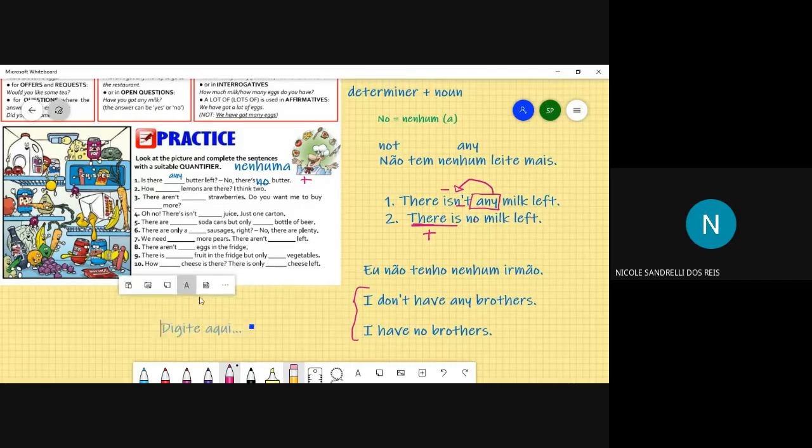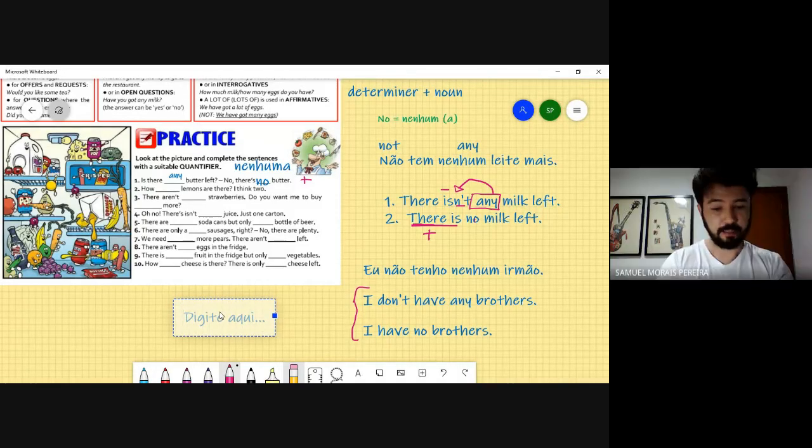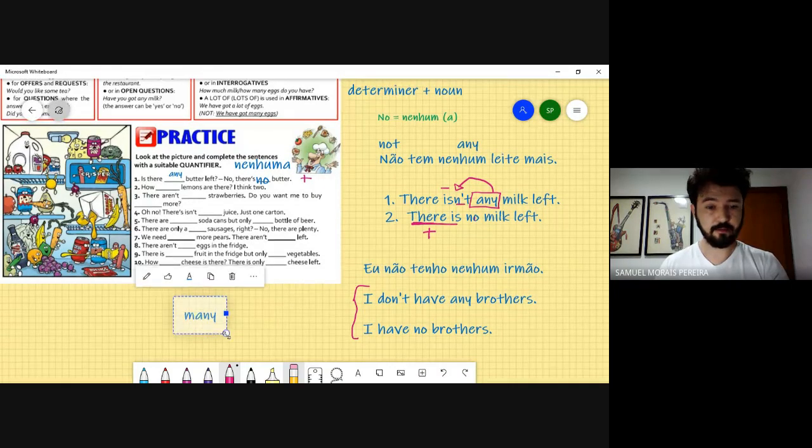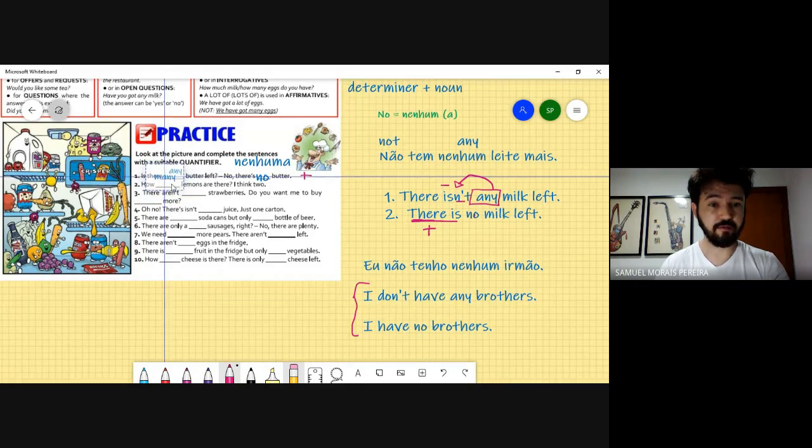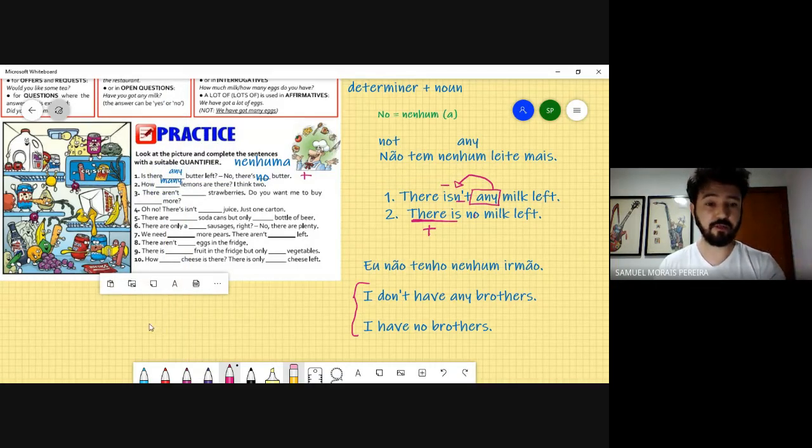How many lemons are there? I think 2. Exactly. So how many lemons are there? In this case here, you have to remember the difference between how many and how much, right? How many is for plural, right? And you have here lemons, the word is in the plural, and how much is for singular.